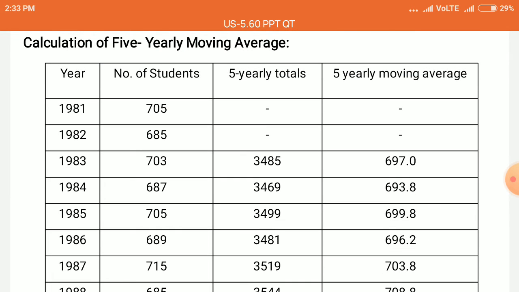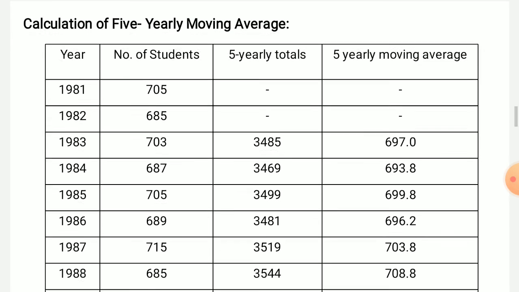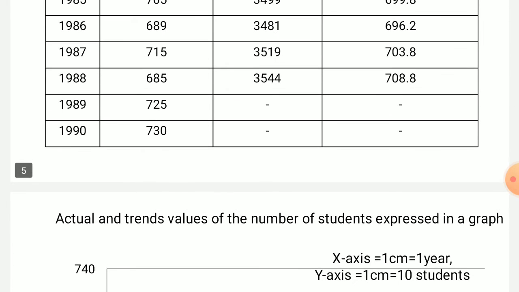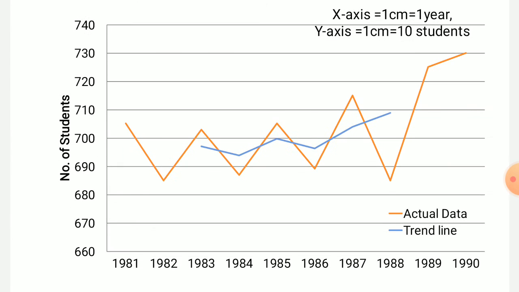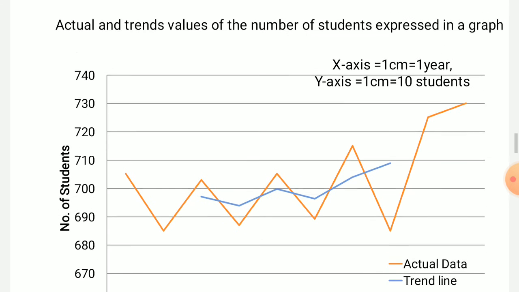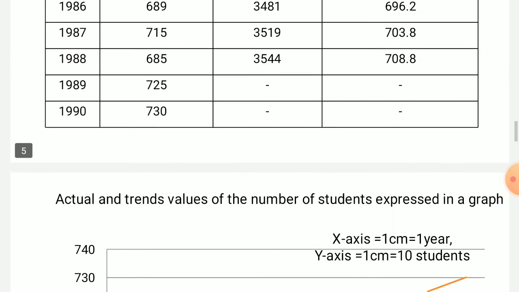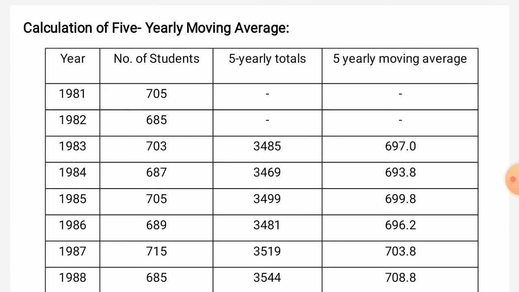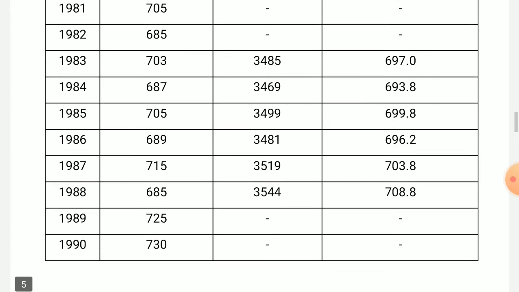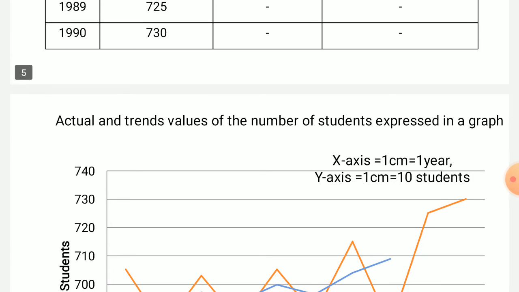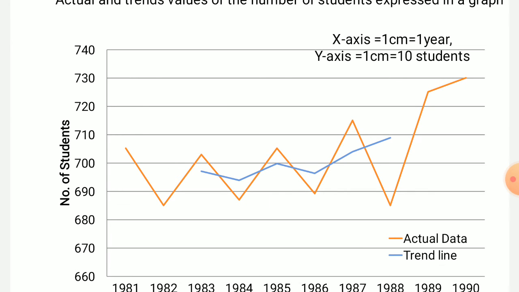In the year 1982, the total number of students was 685, and it is to be represented in the year 1982. Likewise, in 1983 the total number of students was 703. Likewise, in 1984 687, 1985 705, 1986 699. In this way, the number of students is to be represented for different years.